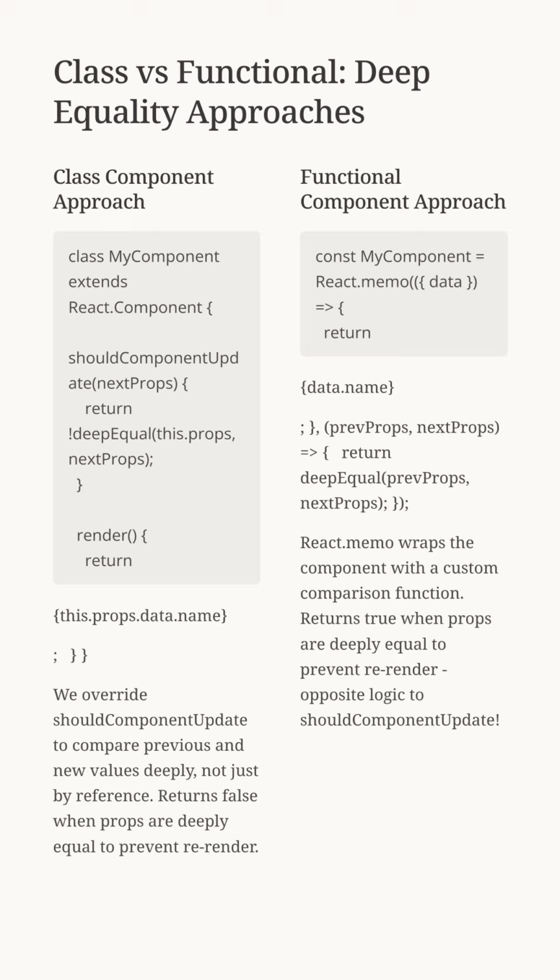The key difference is that in a class, we return false when things are the same, but in React.memo, we return true when things are the same. It's opposite logic, but the goal is the same, preventing unnecessary updates.